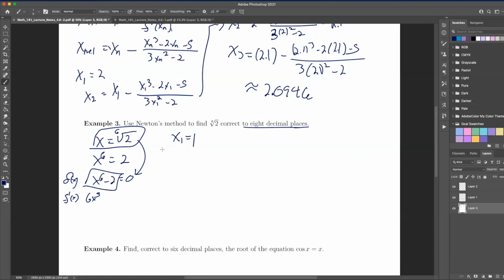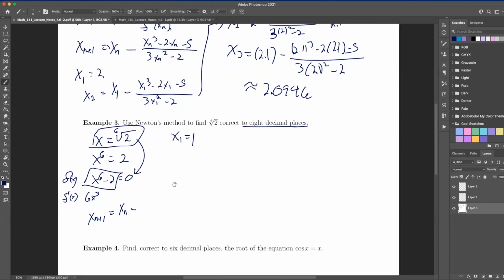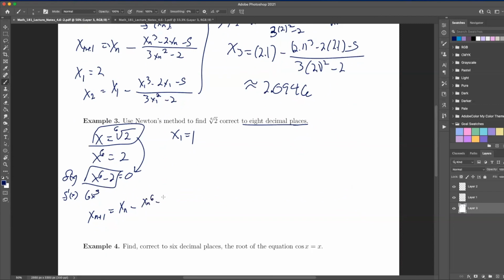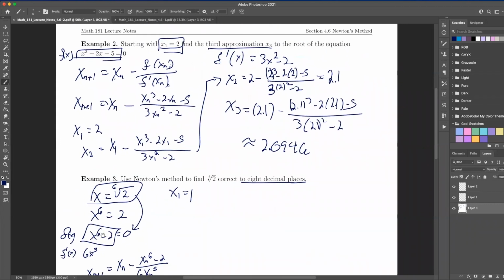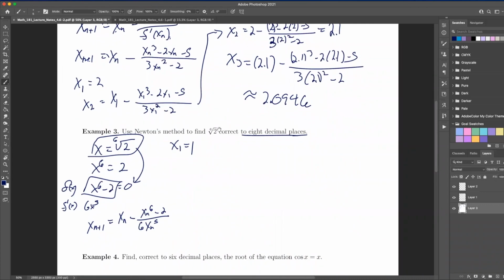So we're going to run through Newton's method. Newton's method in this case would be x of n plus 1 is equal to x of n minus, and here, our function is x to the 6 minus 2, divided by 6x to the n to the 5th power. Okay, so this is our function. What's my derivative of this function? 6x to the 5th.